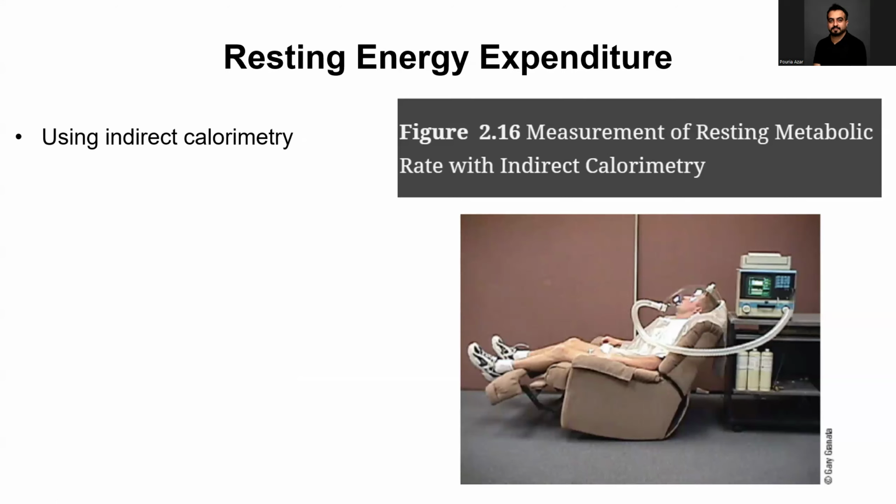So for the resting energy expenditure, as I said, we use indirect calorimetry. It's 30 minutes under a canopy. So this is a canopy and this is the hose coming to this device. So it is 30 minutes under the canopy, measuring energy expenditure indirectly.